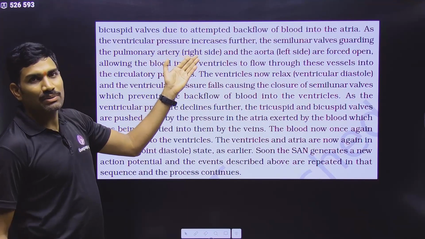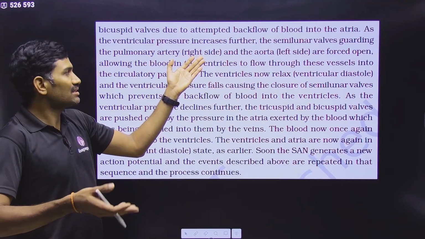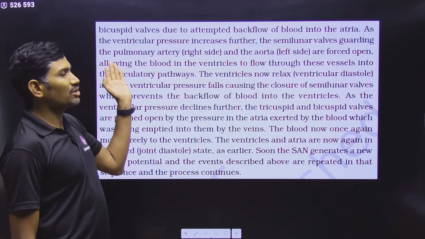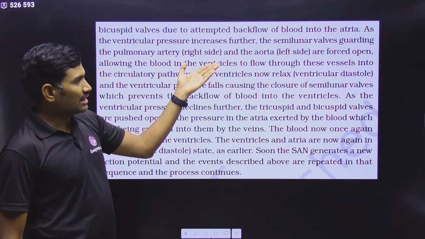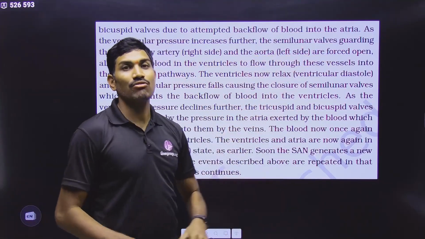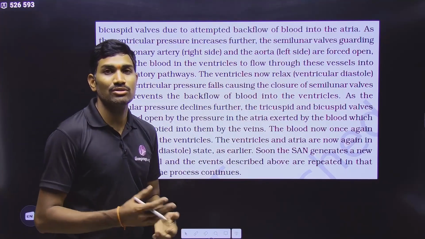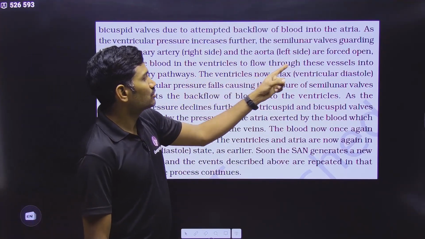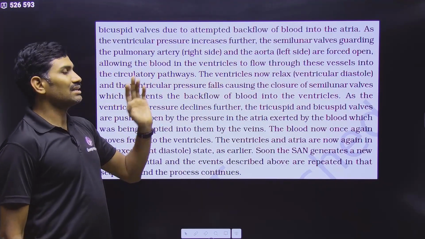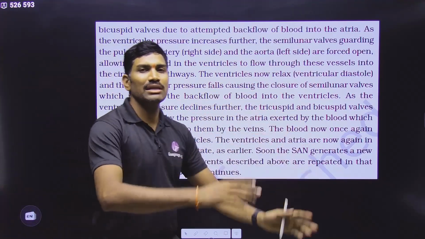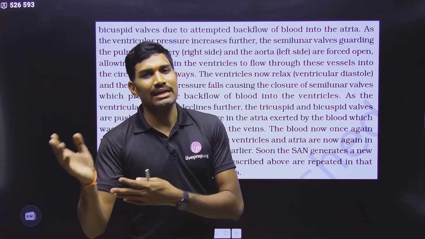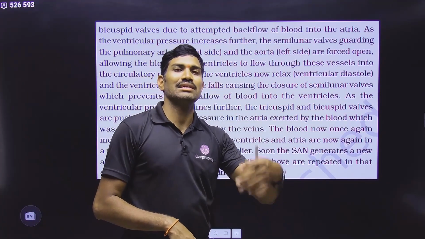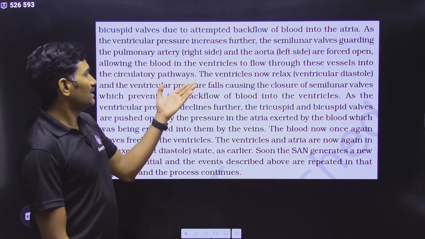As the pressure inside the ventricles increases, the semilunar valves that are guarding the pulmonary artery on the right side and the aorta on the left side are forced open. They are forced to open because of the high pressure, allowing blood in the ventricles to flow through these vessels into the circulatory pathways. So in this way the right ventricle is sending blood to the lungs and the left ventricle is sending blood to the entire body. So this is what is happening here.